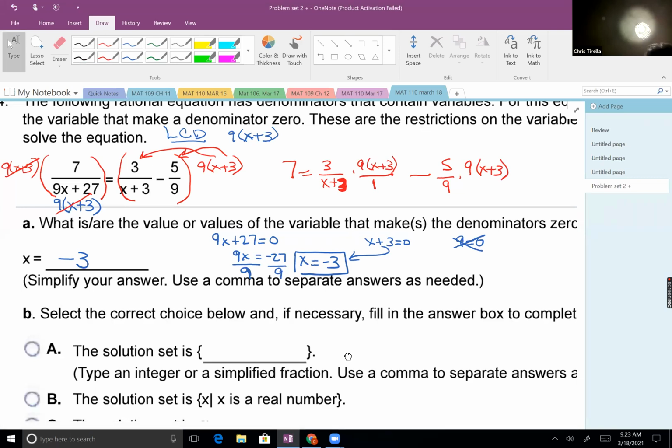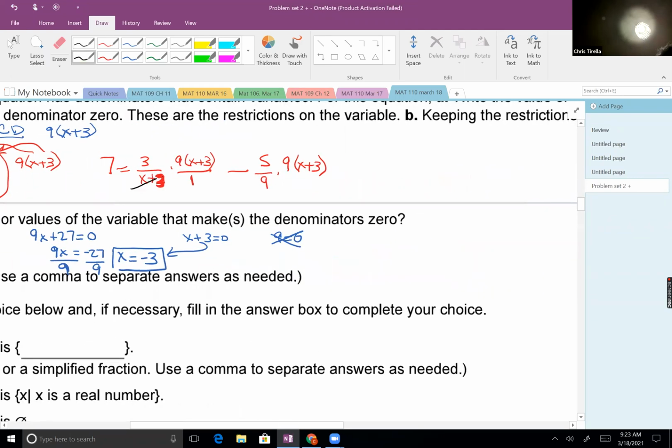And now here, the reason I do that is because each of the denominators should cancel. So I'm left with, on the left, 7. On the right, just 3 times 9 is 27. Minus, the 9s would cancel, 5 times x plus 3. Here we've got to distribute, and be very careful with your signs when you distribute. I'm distributing a negative 5. So that gives me 7 equals 27. Minus 5 times x is minus 5x. Minus 5 times 3 is minus 15.